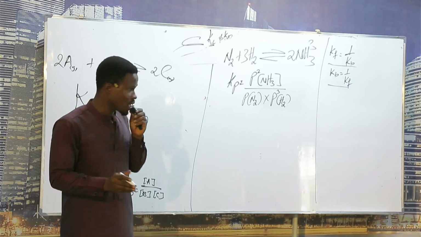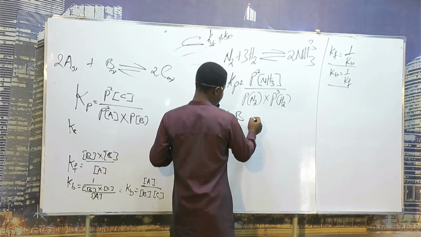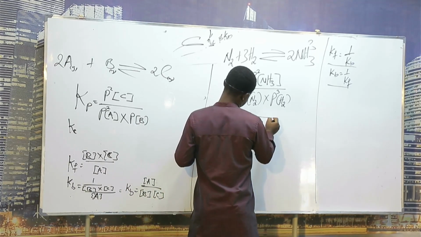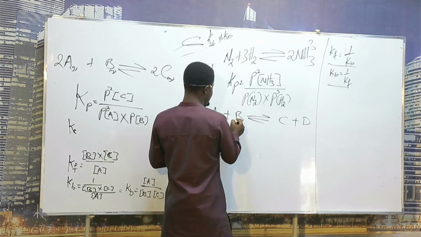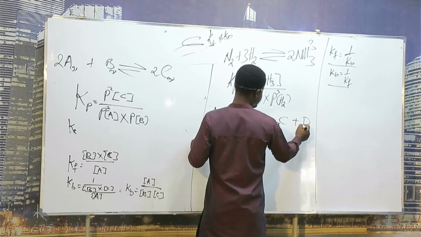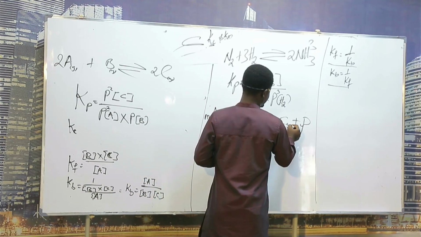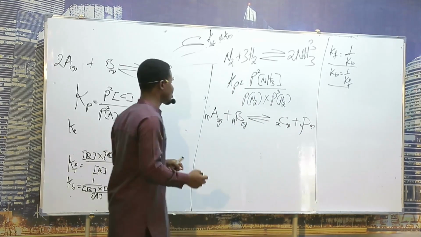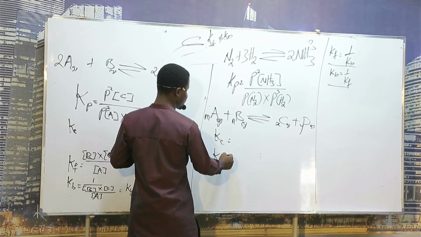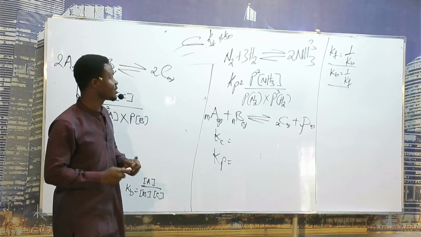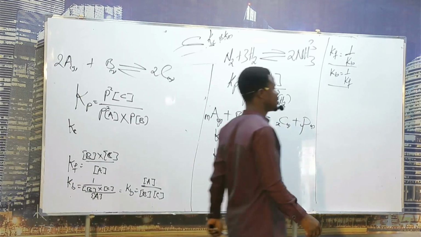Very slight difference. Okay. Express A plus B will give me C plus D, M and N, X and Y, all gaseous. Express it in terms of Kc and also express it in terms of Kp. Is it a hard thing to do?